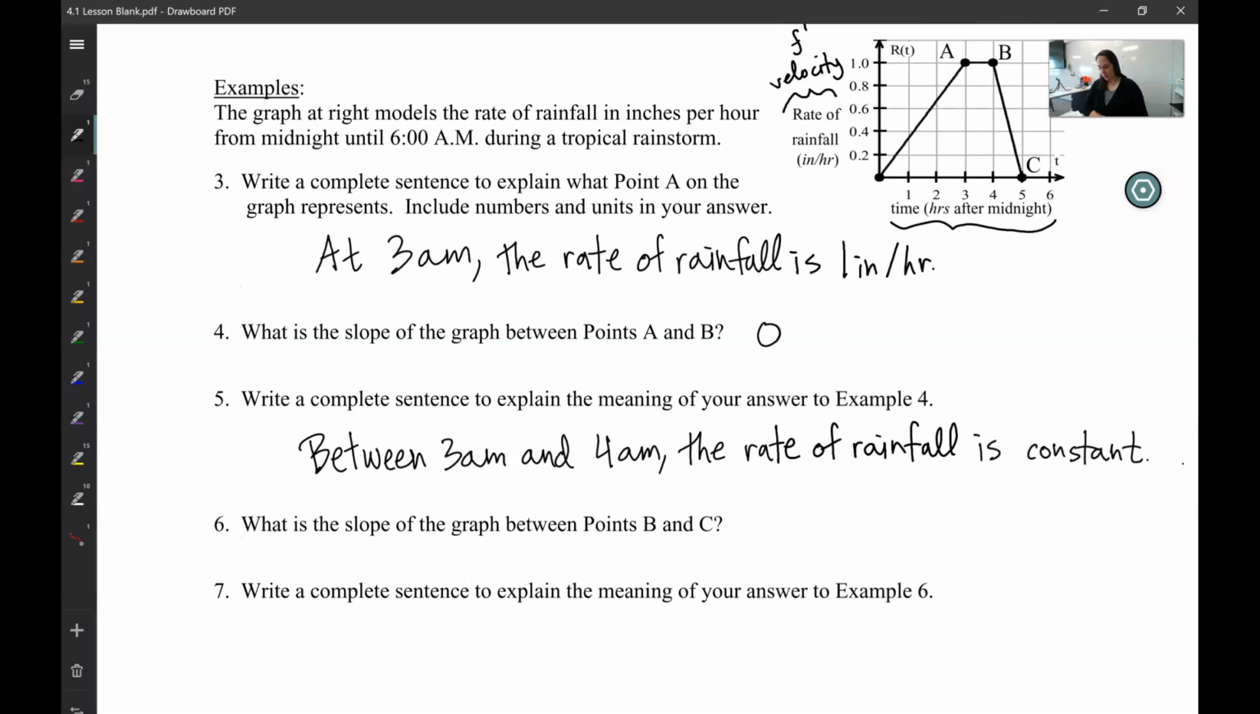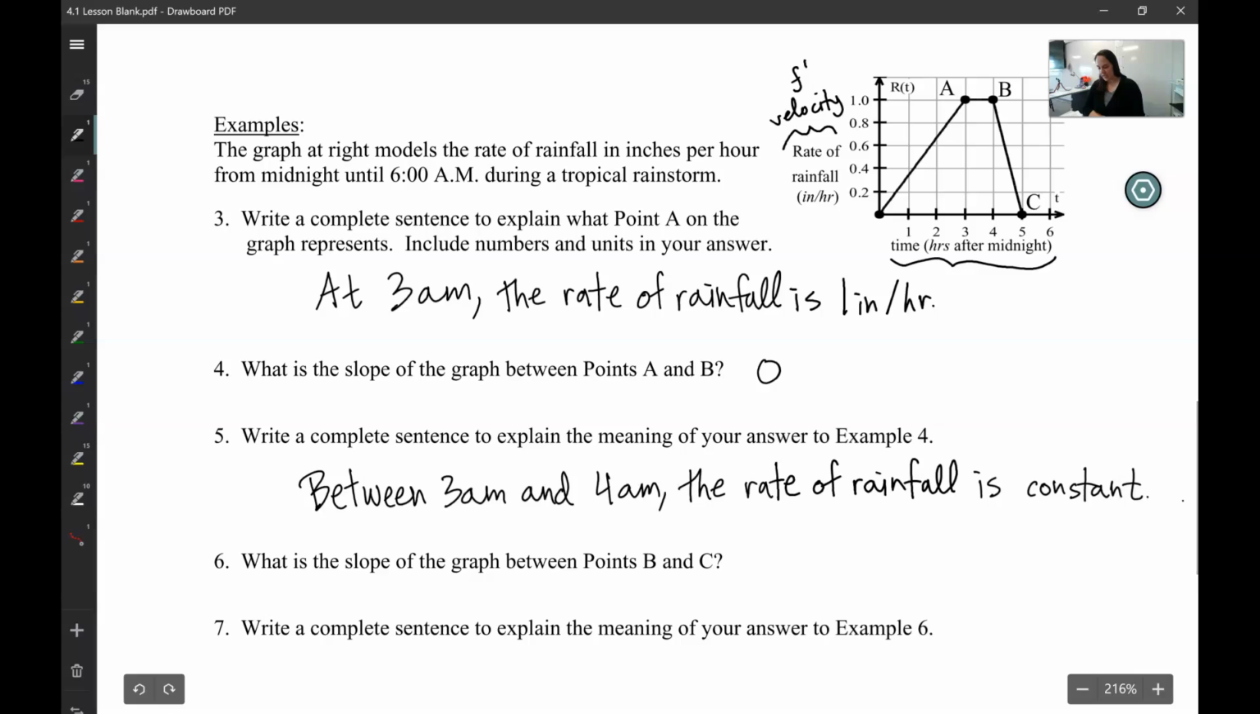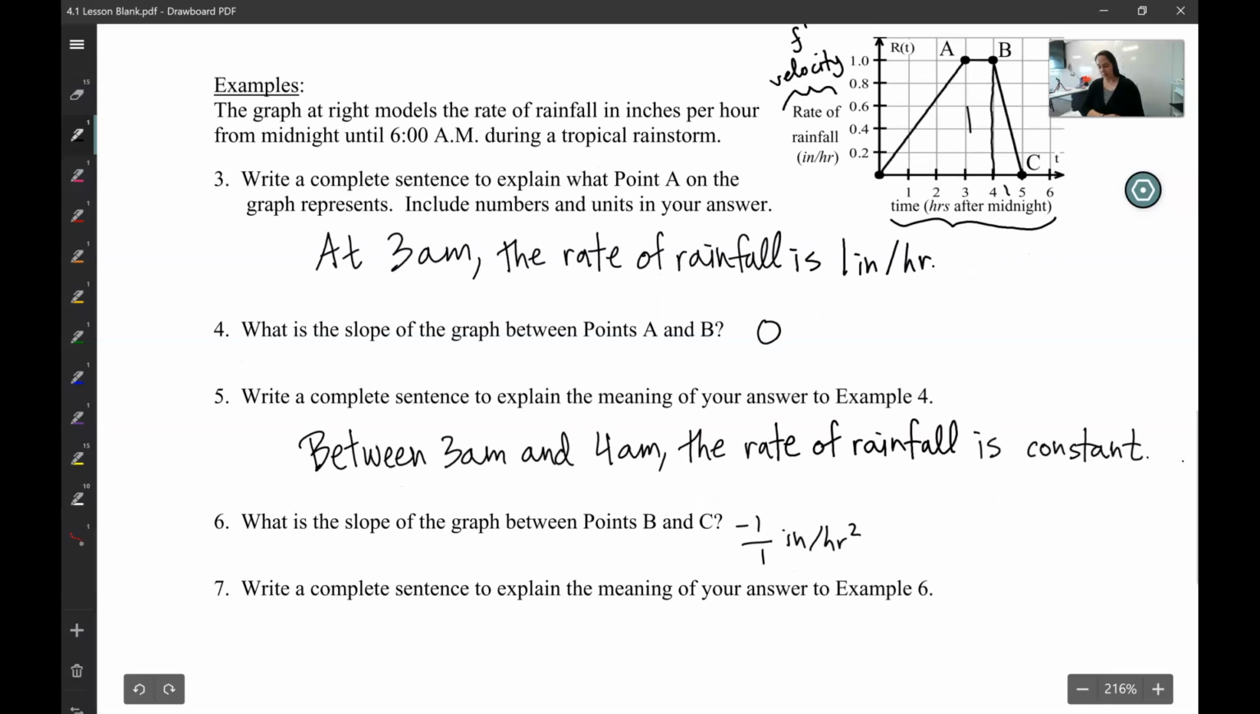6. What is the slope between points B and C? Be careful on this one. That looks like 5 boxes, but it's really only 1 because of your decimals, and 1. So it looks like we're falling 1, running 1 inch per hour squared. Now let's talk about what it means. So this is between 4 a.m. and 5 a.m.